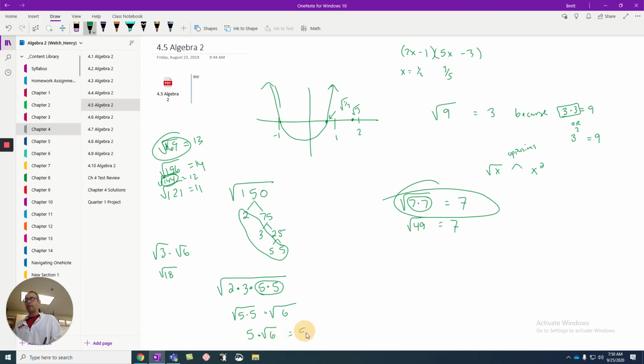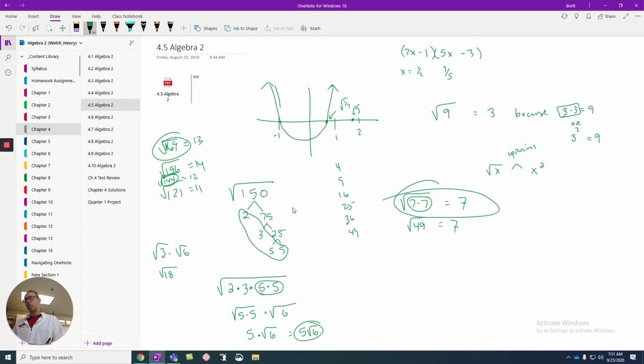That's often written as just 5 root 6. Let me show you a couple other ways to do the same thing, but think about it with a little bit more sophistication. Oftentimes, instead of doing 5 times 5, we'll put a 25. If we recognize that our perfect squares are 4, 9, 16, 25, 36, 49. The more of those you know, the easier this can be to recognize.